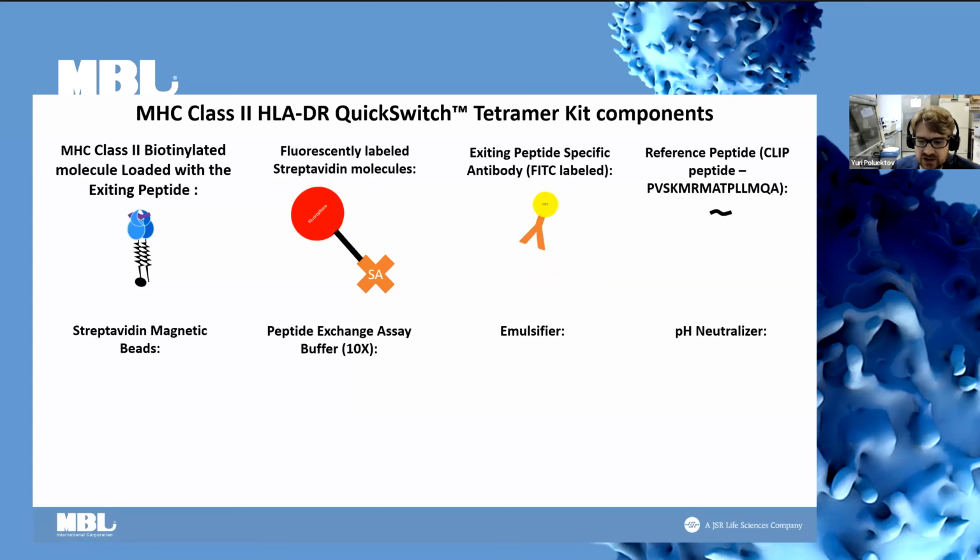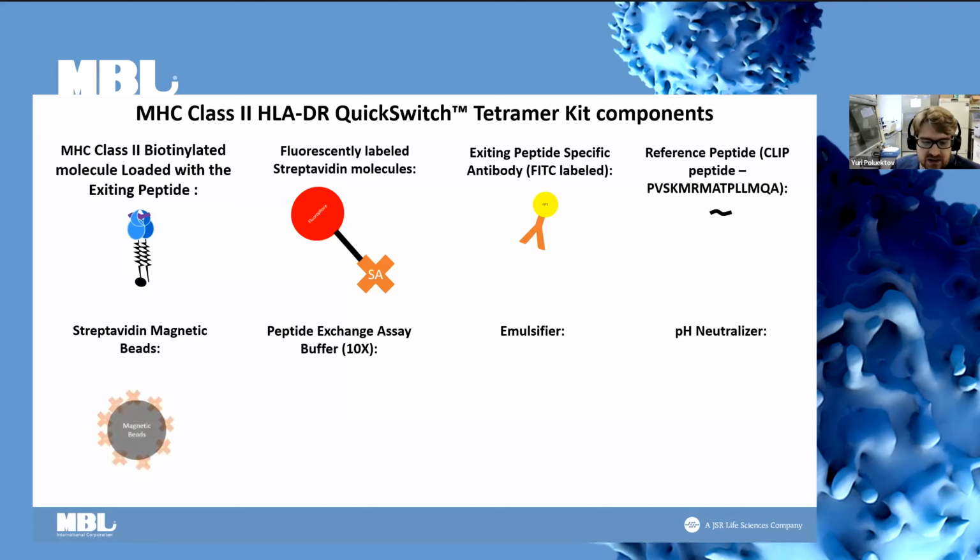The kit comes with a small aliquot of a strong binding peptide that's guaranteed to exchange nearly all of the existing peptide in an exchange reaction. So for the class 2 HLA-DR kits, we use the clip peptide. If any of you have worked with MHC class 2 DR1, I'm sure you recognize this sequence. In addition to being a reference peptide to determine the effectiveness of the peptide exchange, the clip peptide provided in this kit can also serve as a negative control for cell staining, which some of you will probably have done as well.